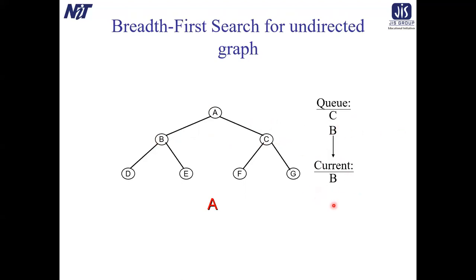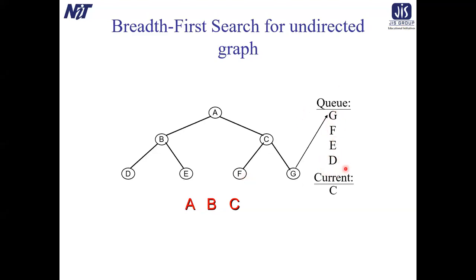Now my current status is B. We remove B and visit it. Then all the vertices of B we put into the queue: first D, then E. No further vertices from B, so the current state is now C. For C, what are the unvisited vertices? That is F and G. Having completed C, now F and G we put into the queue.